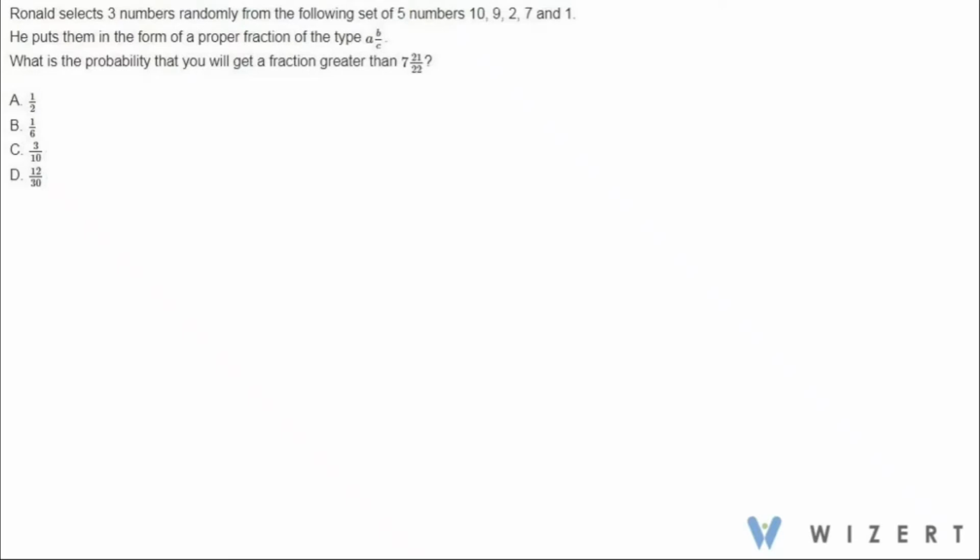We have this question here. Ronald selects three numbers randomly from the given set of five numbers 10, 9, 2, 7 and 1. He puts them in the form of a proper fraction of the type A integer B by C. What is the probability that you will get a fraction greater than 7 integer 21 by 22?